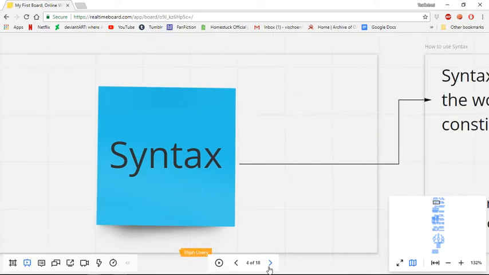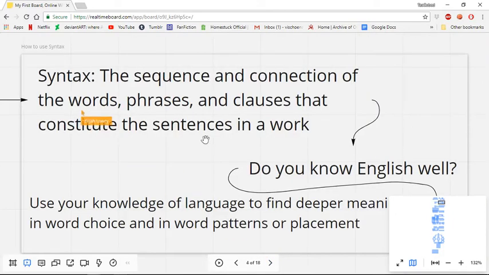Syntax. Syntax is the sequence and connection of the words, phrases, and clauses that constitute the sentences in a work. So basically, it's normal English. Simple sentences, complex sentences, compound sentences, and the like, and how they are used in various writing exploits.